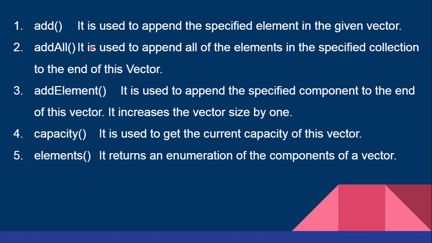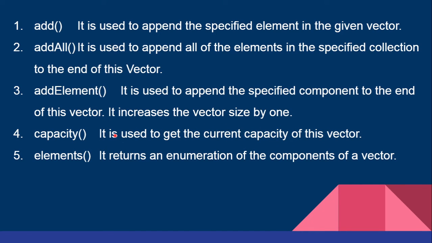Add all is another method. This is used to append all of the elements in the specified collection to the end of the vector. So add adds a specified element, whereas add all adds a set of elements at the end of the vector. Add element is used to append the specified component to the end of this vector. It increases the vector size by 1. When you use this particular method, it will add some element to the vector and increase the size of the vector by 1.